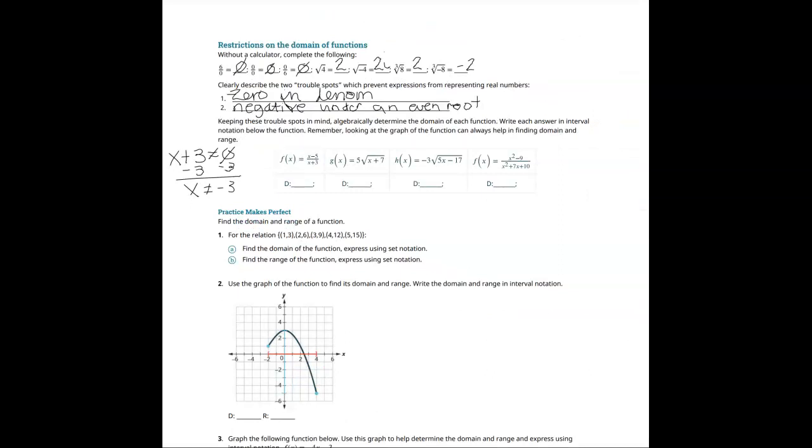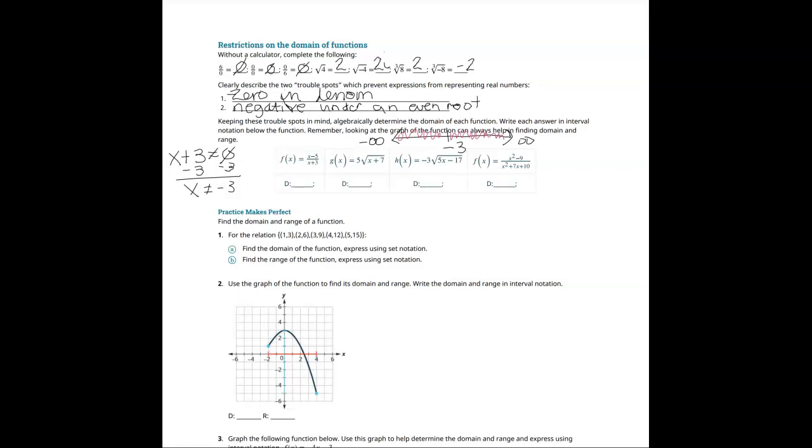So if we were to put this on a number line, and we assume it's anywhere from negative infinity to positive infinity, but the only number it can't be is negative 3, right? It cannot be negative 3. It could be anywhere in here, and it could be anywhere in here, right? But it absolutely cannot be negative 3.